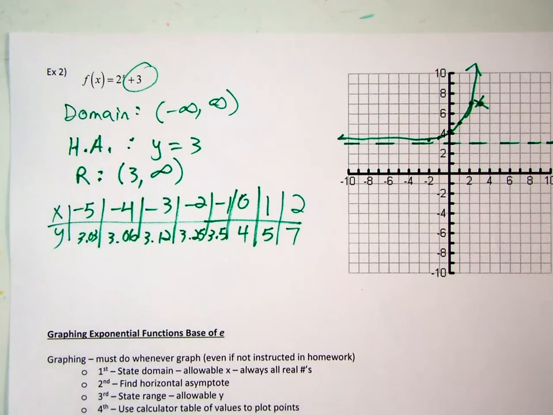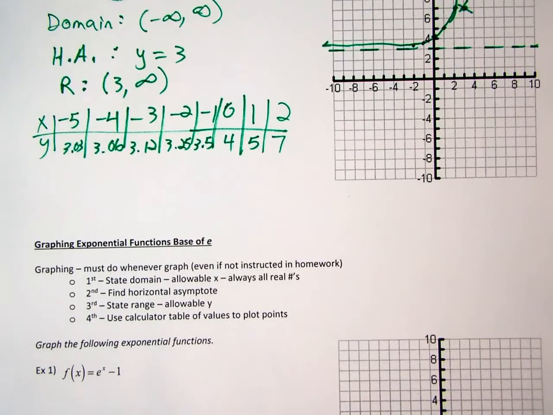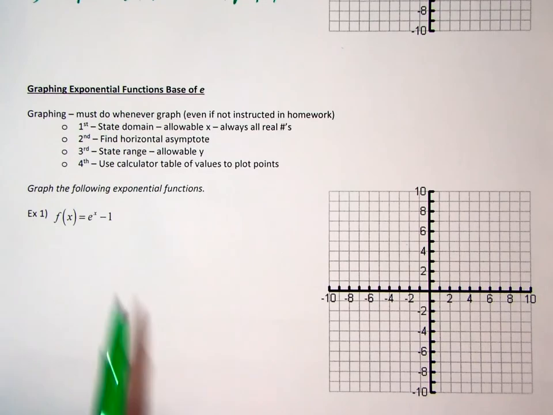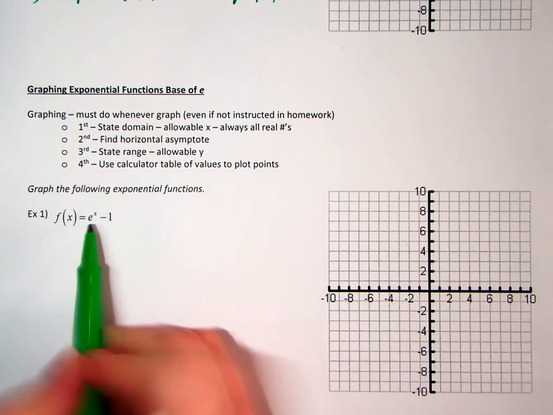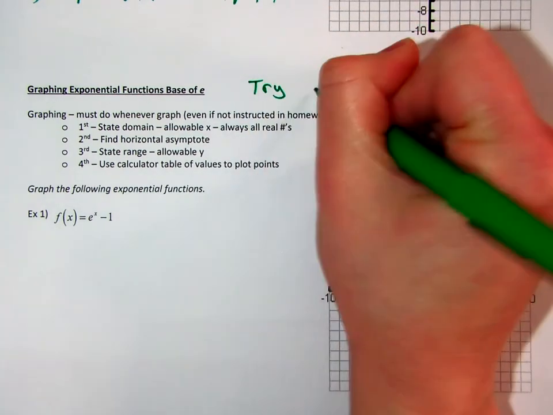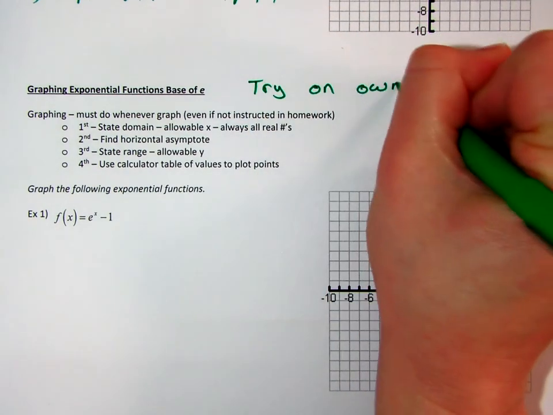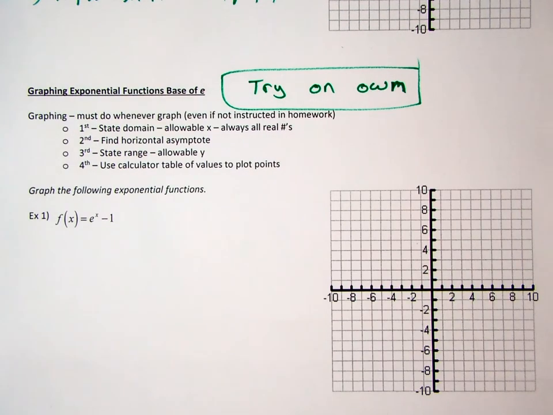All right, so now what you're going to do for homework is you're going to try and do that same thing here with e to the x. It's the same basic idea, but now instead of typing in a number, your base is e. So go through those same basic steps, and you're going to try this one on your own. And we'll go over anything that you don't understand tomorrow in class.